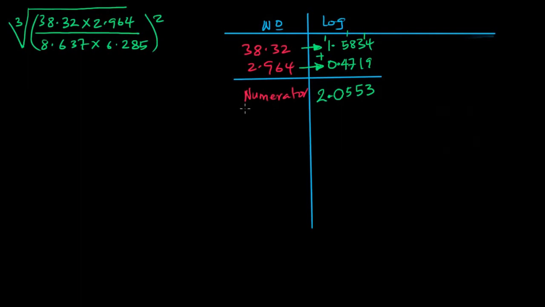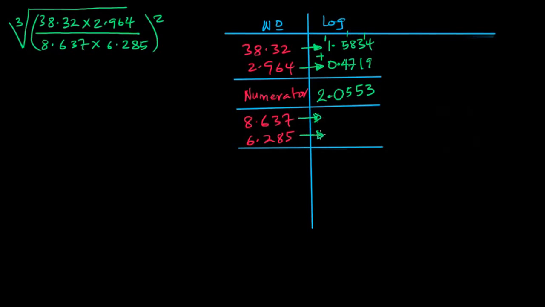The next thing we need to do is to write the logarithm of the denominators. So for the denominators, we have 8.637 and 6.285. For the denominators, I can just do my straight line like this. Then we'll write out the logarithm of the first number here and the logarithm of the second number. But before we do that, let's write out the integer. Because we have one number before the decimal point, the integer will be 0. And also here we have just one number before the decimal point, so the integer also will be 0.